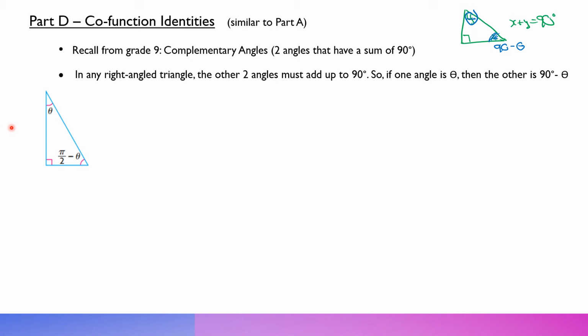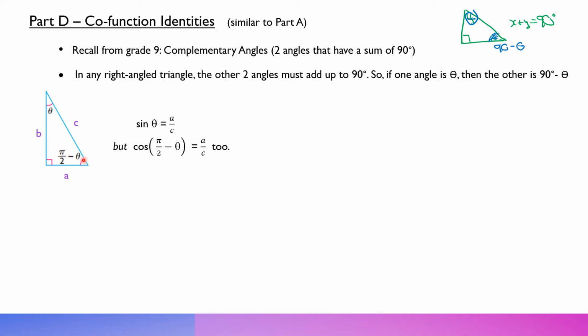Okay, where am I going with all this? Let's label these sides A, B, and C. We know the sine of this angle, sine is opposite over hypotenuse. So sine of theta is A over C. That's grade 10. We know sine of theta for this triangle I've drawn is A over C.